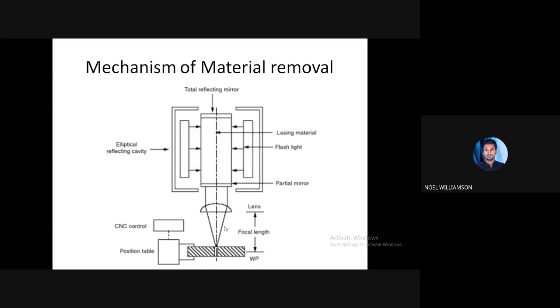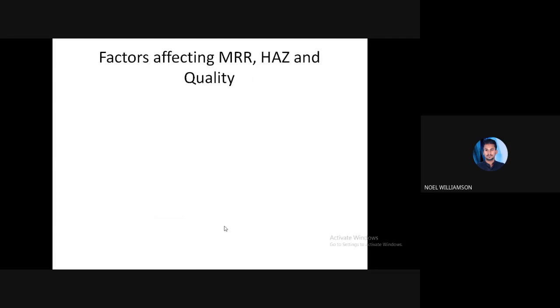Now, like in other cases, we will see the factors which affect the MRR, the heat affected zone, HAZ, and quality. Mainly there are various cutting performances: the material removal rate, surface quality, heat affected zone, etc.